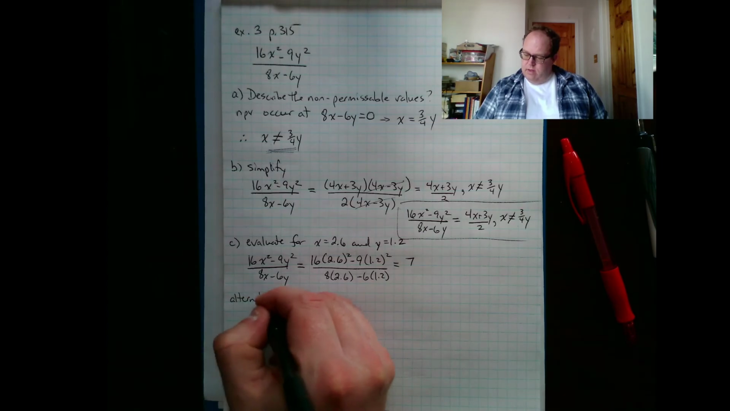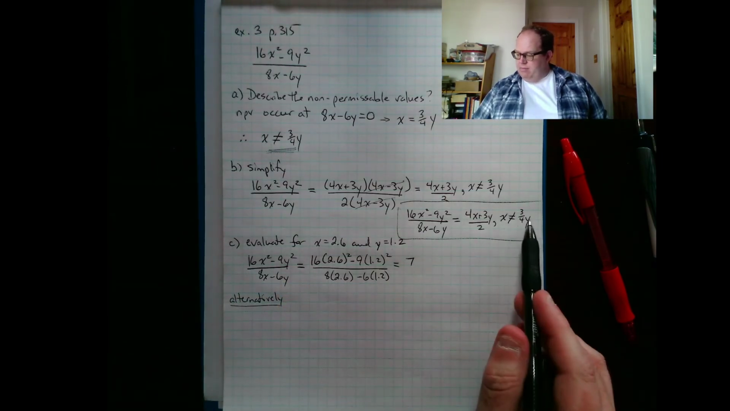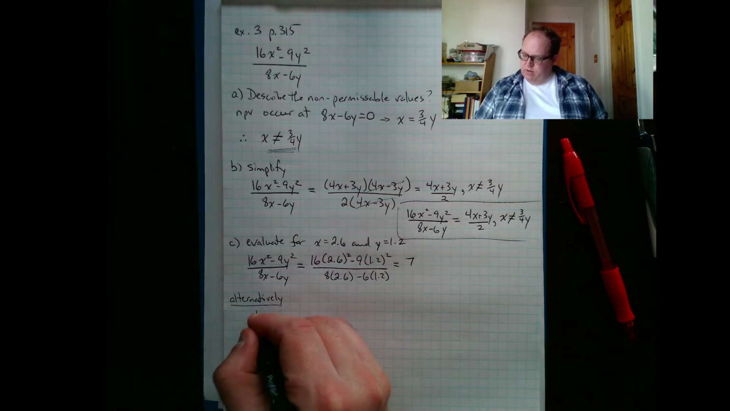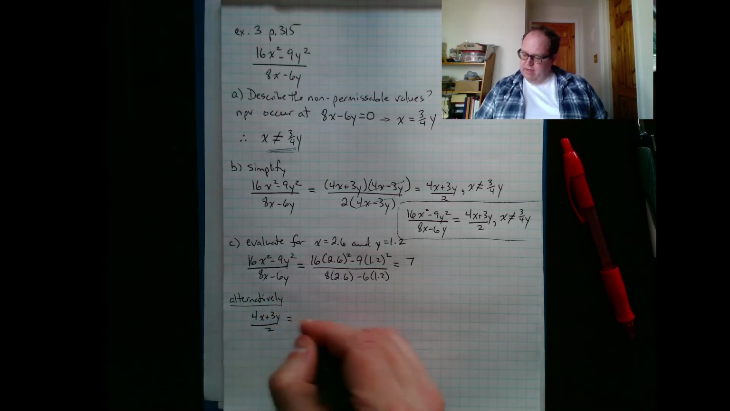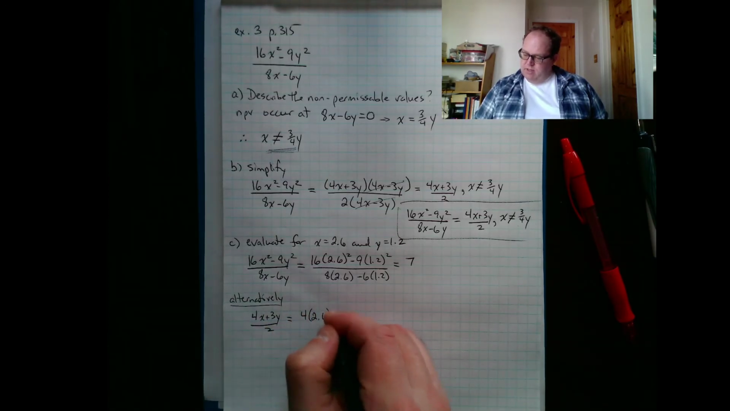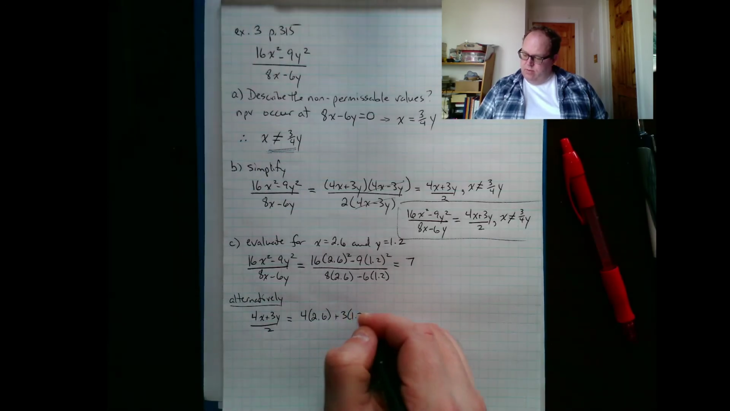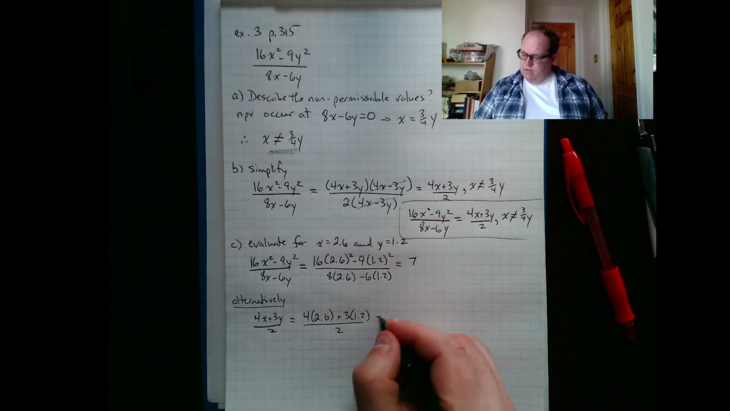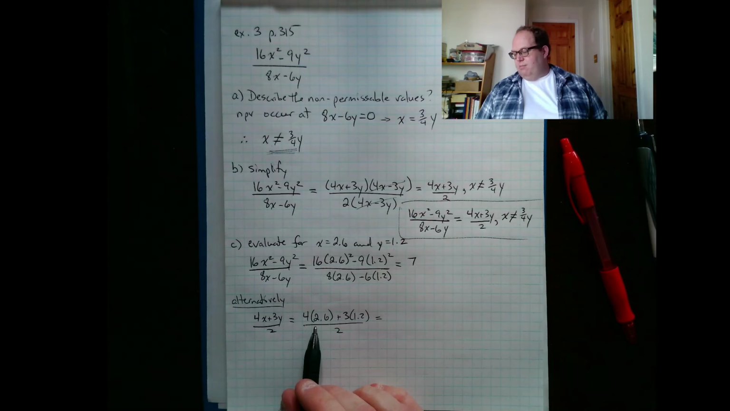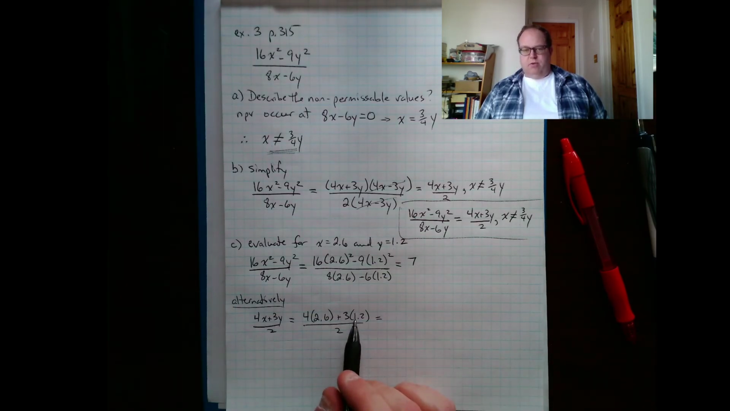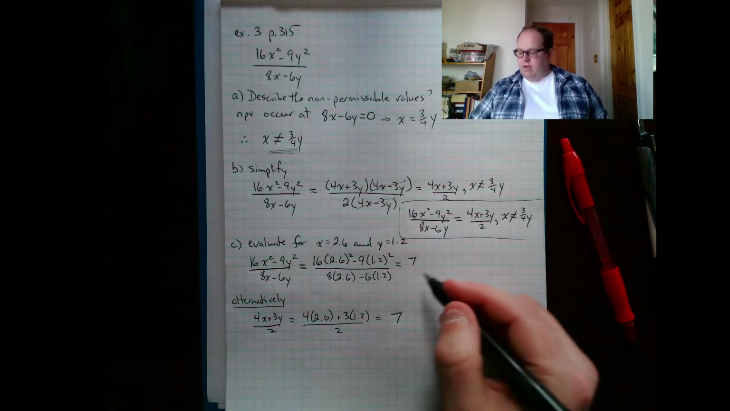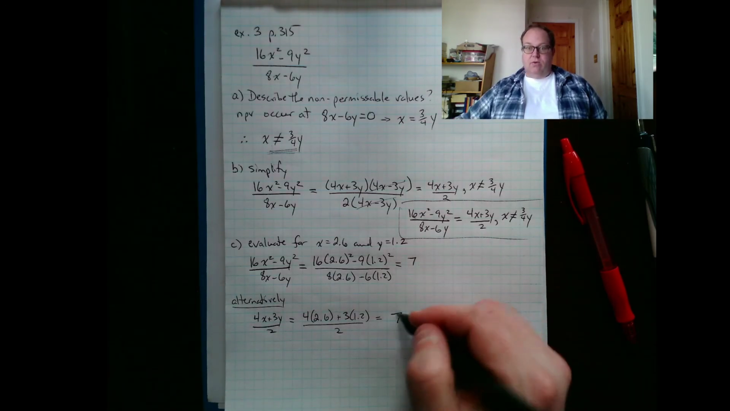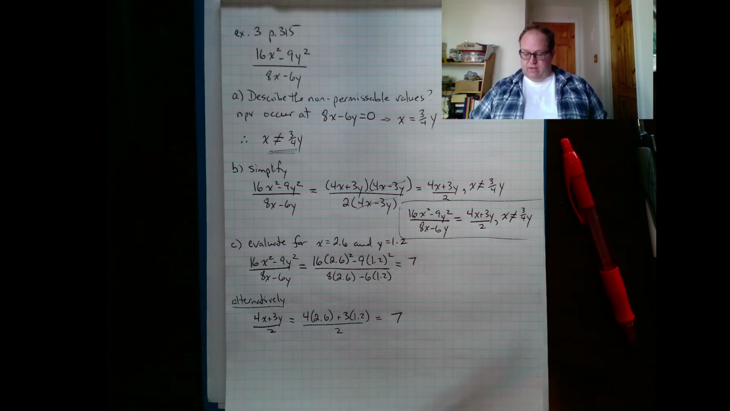Alternatively, since I know I'm not violating my non-permissible value, I could just work out 4x plus 3y over 2. Since I simplified it, it's going to be 4 times 2.6 plus 3 times 1.2 over 2. 4 2.6s are 10.4. 10.4 plus 3.6 is 14. 14 divided by 2 is 7. They can be evaluated to the same thing, which makes sense since they are equivalent statements.